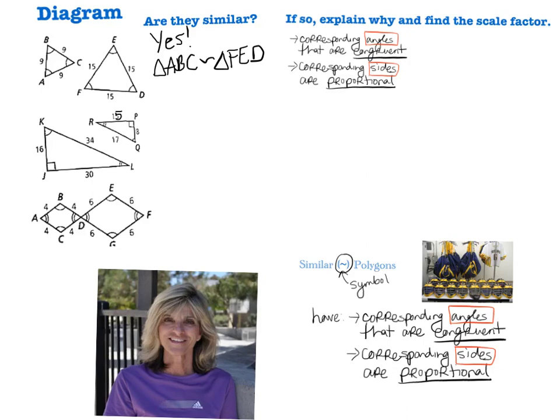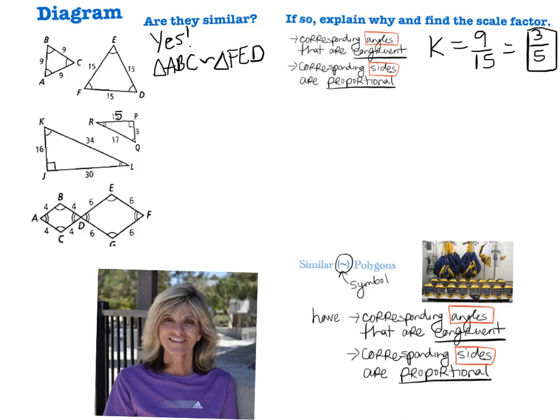And what's that scale factor? Well, we said it several times. 9/15 is the ratio we saw, and this actually can be simplified. Divide by 3 to get 3/5 as my final scale factor.